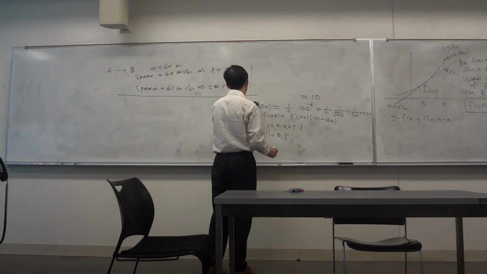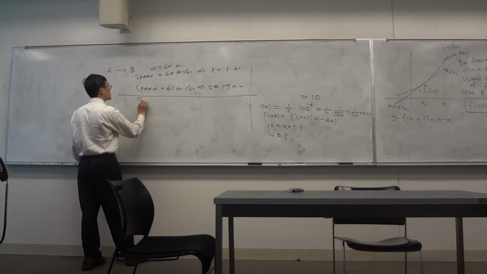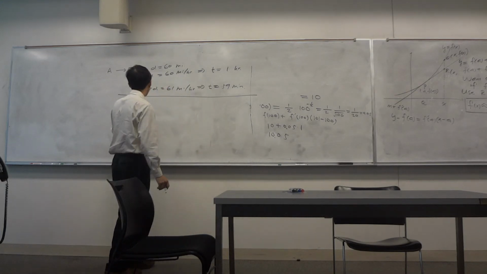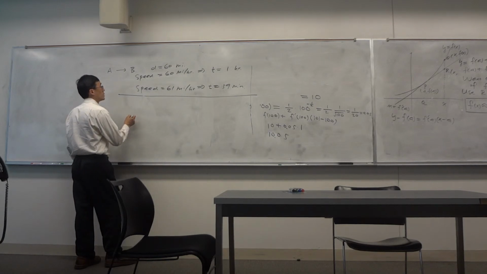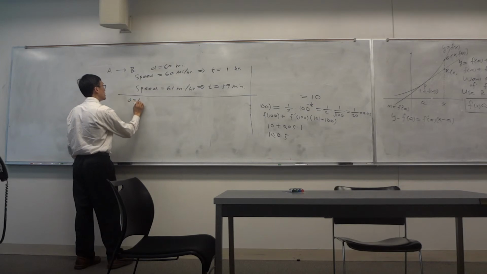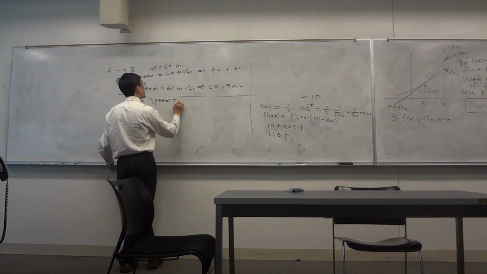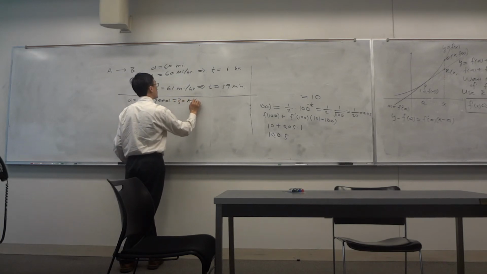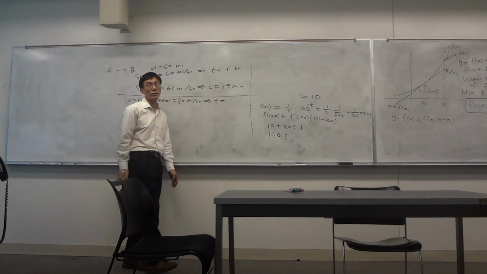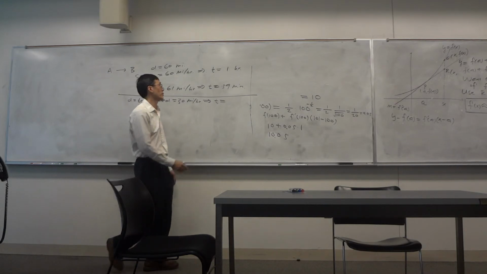Suppose the distance is still 60, and the speed was originally 30 miles per hour. How long would it take? That's an easy question, right? What do you think? 2 hours. Okay, we can answer that.